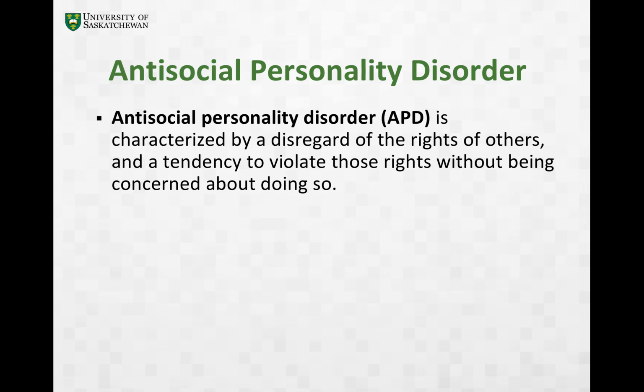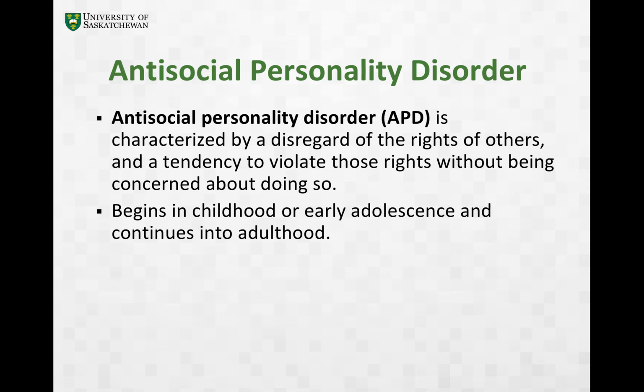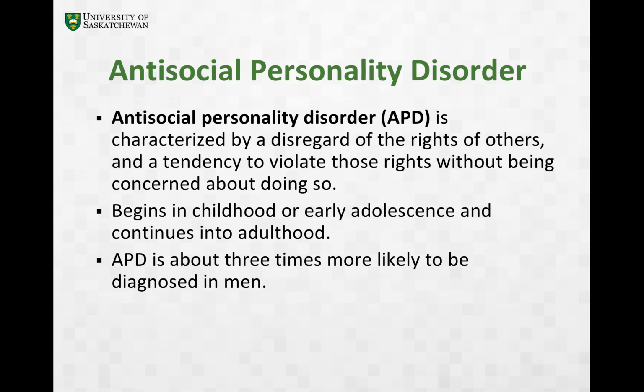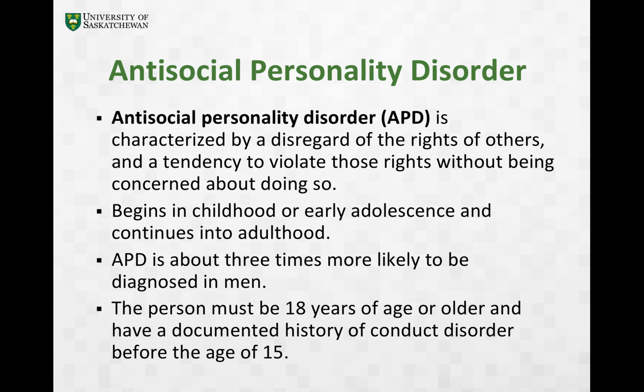Now, looking at an externalizing disorder, antisocial personality disorder is characterized by a disregard for the rights of others and a tendency to violate those rights without being concerned about doing so. It often begins in early childhood or early adolescence, and it continues into adulthood. APD is about 3 times more likely to be diagnosed in men than in women. And in order to get this diagnosis, you must be at least 18 years of age or older and have a documented history of conduct disorder before the age of 15.